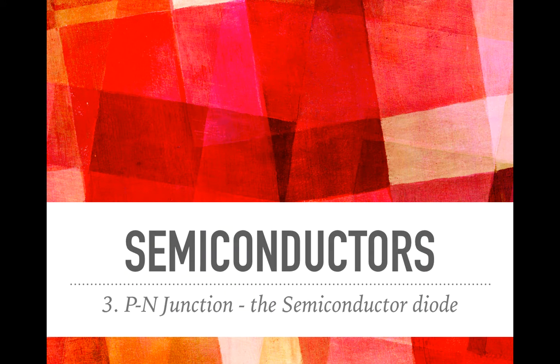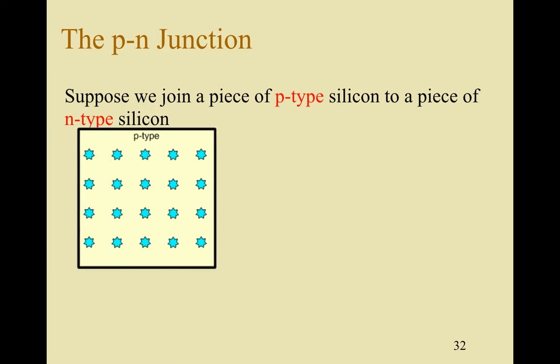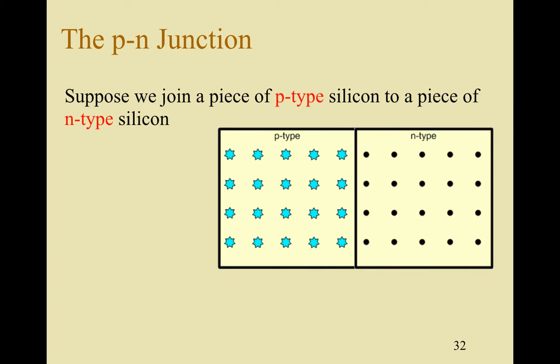Okay, the video on p-n junctions. Now a p-n junction is just a semiconductor diode. And as the first name suggests, a p-n junction, we take a p and an n-type semiconductor and we just connect the two together. Now what happens then is quite interesting. So there we go, connect the p-type to the n-type.